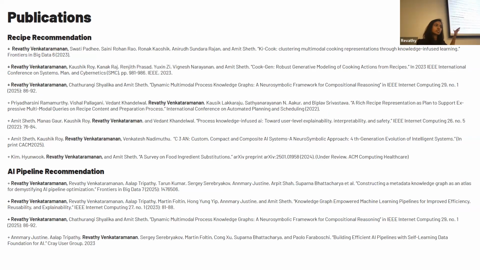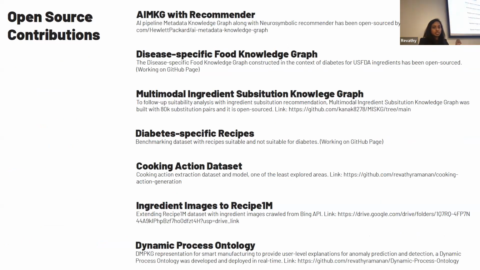Some of them are directly tied to the technical contribution. Some of them are works in the respective domain, which are not directly associated with my dissertation as well. And these are my open source contributions. The AI pipeline metadata knowledge graph, along with its recommender, is open sourced by HPE. And the disease-specific food knowledge graph will be open sourced on the GitHub page. The multimodal ingredient substitution knowledge graph is part of a collaborative work. It was one of my intern's master's thesis, and he's the main contributor there. And the dataset has already been used for a hackathon conducted by UC Irvine and Stanford.